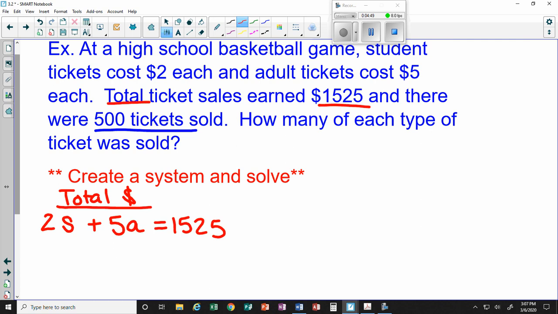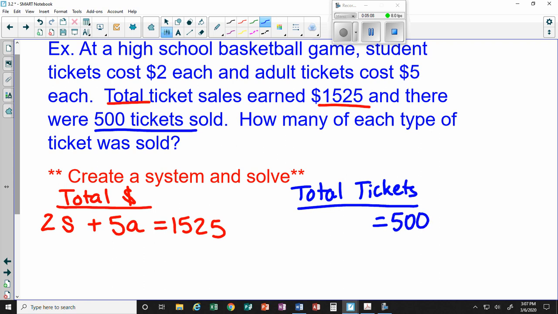Now, the total tickets sold, well, this is just made up of two things. To find out how many total tickets were sold, there's 500 tickets. Well, that's made up of the student tickets plus the adult tickets. Let's keep it in the same order. Student tickets plus the adult tickets. So there's my two equations.